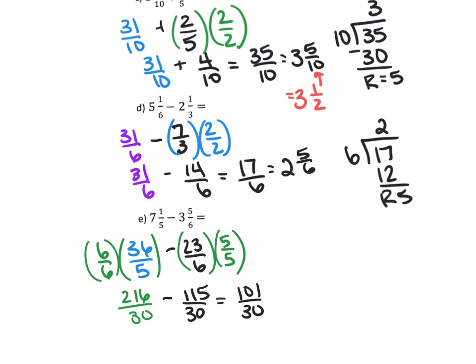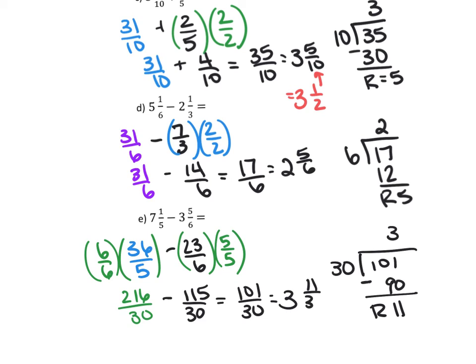Then we need to convert this to a mixed number. So 30 will go into 101 3 times. That's 90. Subtract it. That's 11. That's your remainder. So this is 3 11/30.